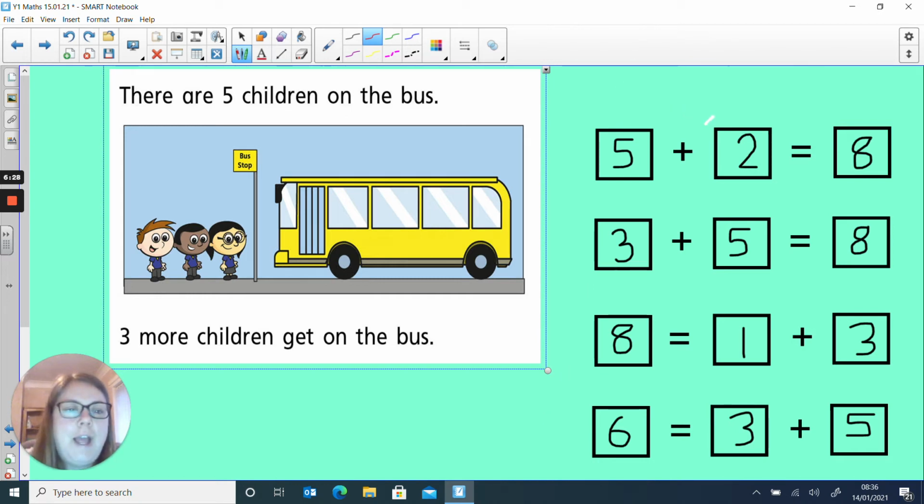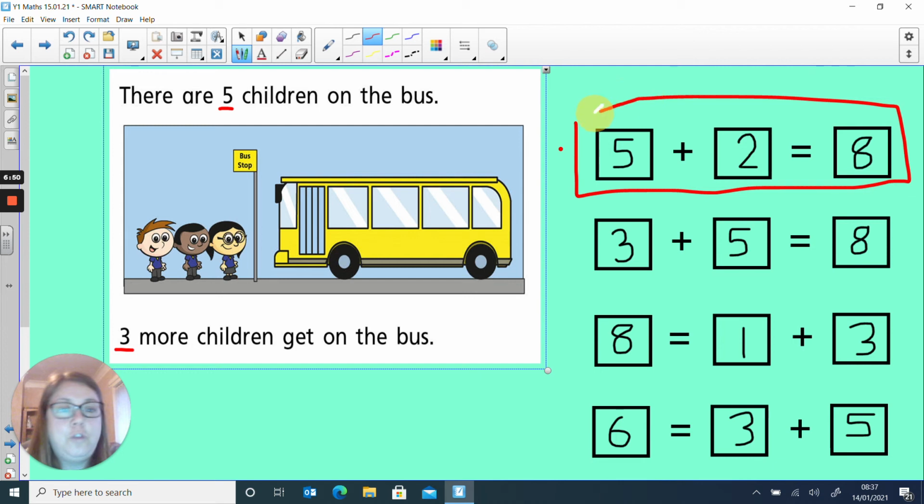So 5 add 2 equals 8. Does 5 and 2 make 8? No, it doesn't, does it? And actually that part shouldn't be 2 because our number was 3 and our other number was 5. So yes, I got that part right and I got the whole right, but I didn't get that part right. So I need to put a dot and you need to tick it if you've got that one right, that you spotted it was the odd one out. Let's see if I got the rest right.